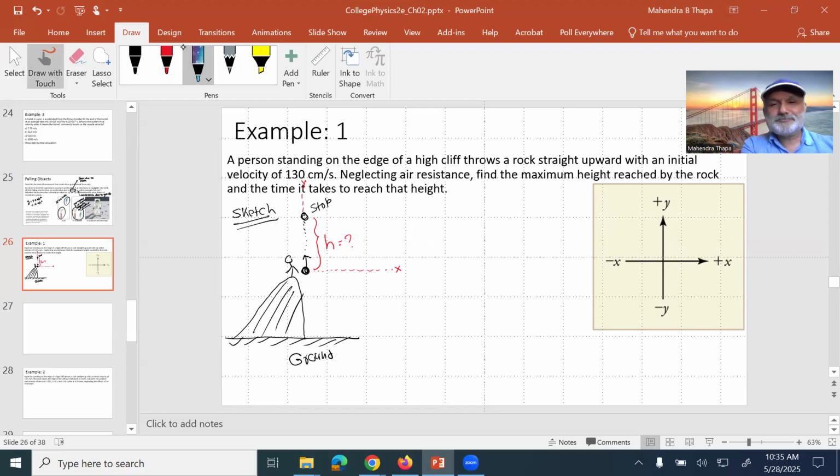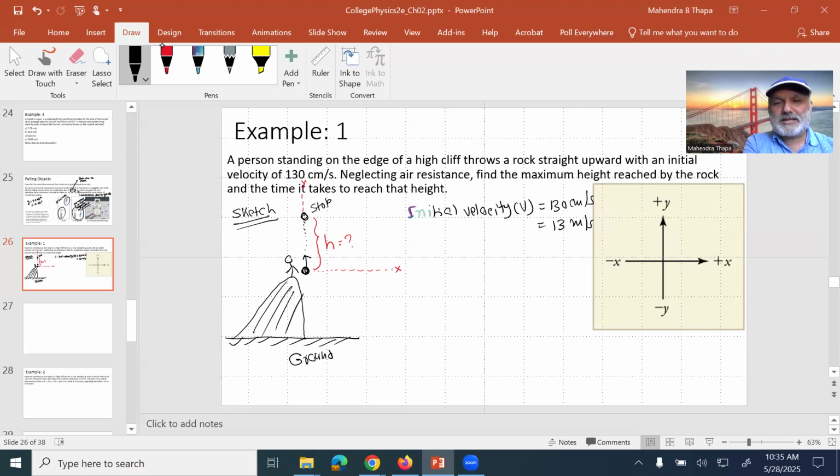They give you the initial velocity, v initial equals 130 centimeters per second. So I convert it to meters, so basically 1.3 meters per second. At the highest point, it stops. So this is v initial, this is v final, which will be 0 meters per second.